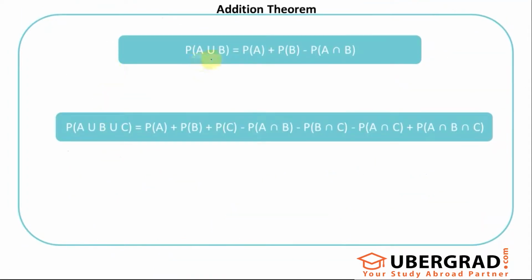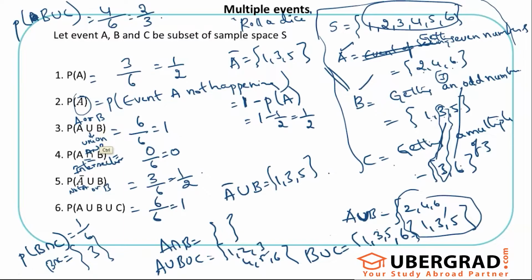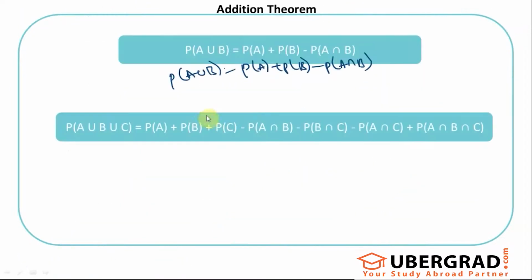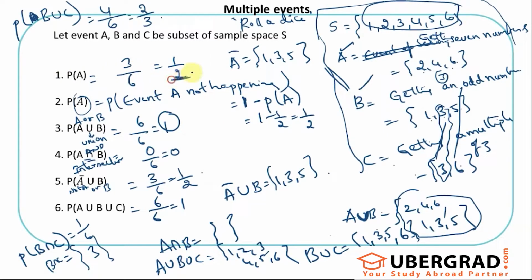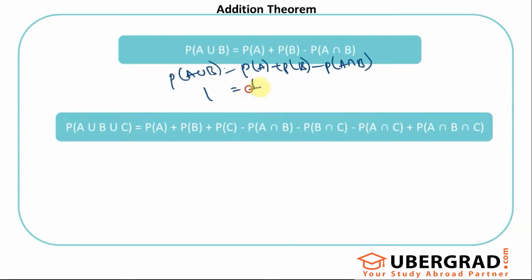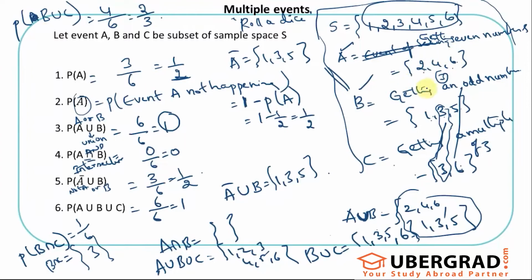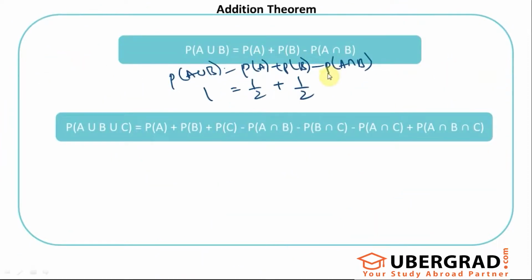So there is one theorem on this called the addition theorem. P of A union B is P of A plus P of B minus P of A intersection B. I'll just show you in this case. What is P of A union B? 1. What was P of A? P of A is 1 by 2. Similarly, P of B is also 1 by 2. What is P of B? B is 1, 3, 5. There are 3 elements out of 6. That's also 1 by 2, right?